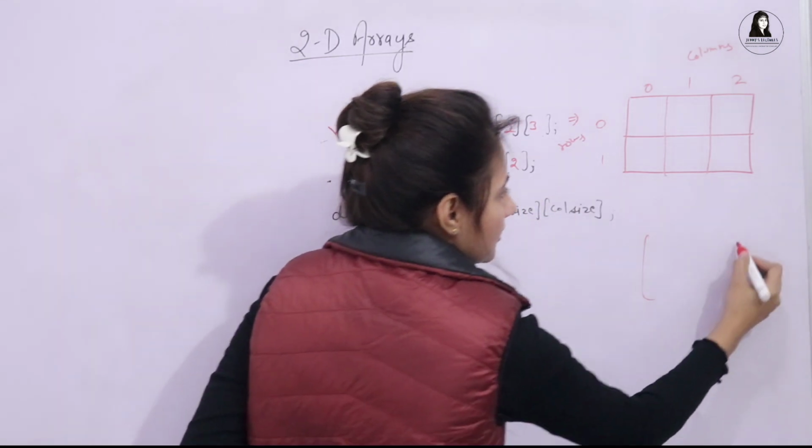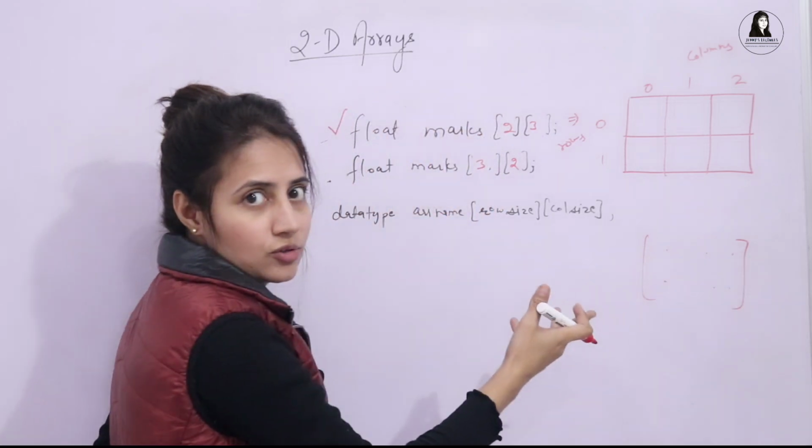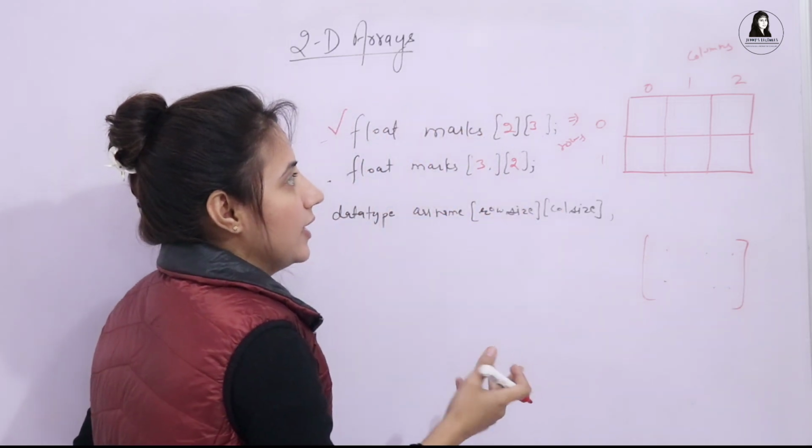Matrix is something like this. So in a matrix also we store data in this form only. So that is a matrix also, right?